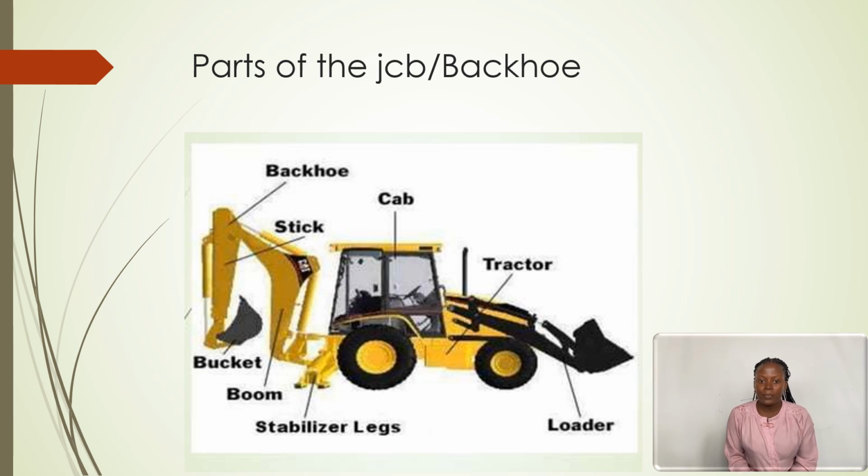Then you can see that picture, parts of the back wall. It has a curb, a stick, a backhoe, excavator, tractor, loader, stabilizer legs, boom, and a bucket.